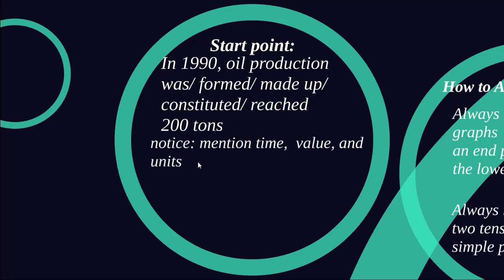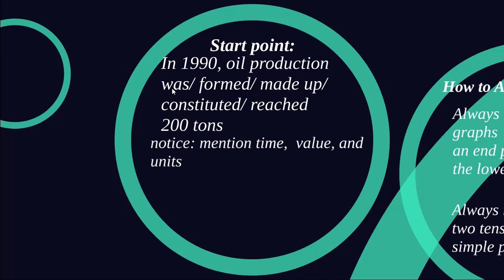Notice you have to mention time, like in 1990. You have to mention value, 200 tons. This is the value. And you have to mention the unit, tons. I always see people forgetting units. Don't ever forget units. The unit can be tons, the unit can be kilograms, the unit can be million pounds, million dollars. So don't ever forget the unit. Okay, so in the first sentence, mention time, value, and unit.